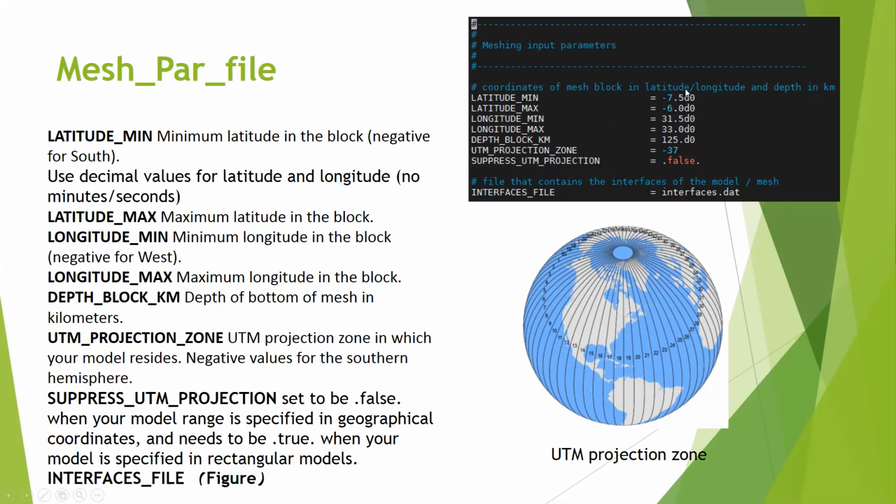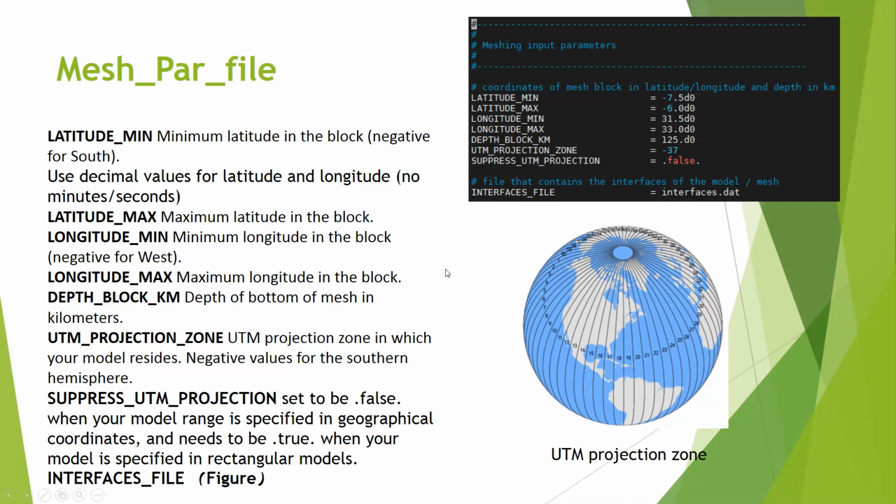The unit of the first 4 columns here is degrees, and for the depth, the unit is kilometers. Then you need to give a UTM projection zone, which transfers your model from a Cartesian system into this global, or geographical, system. So you need to find the UTM projection zone number. For example, here you need to use 3 for America, and you should also use the indicative values for the Southern Hemisphere.